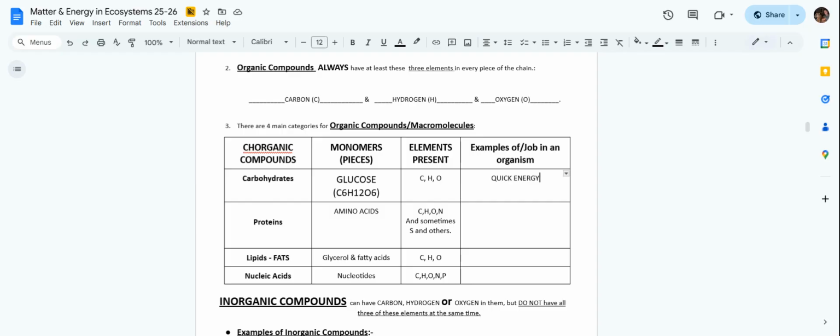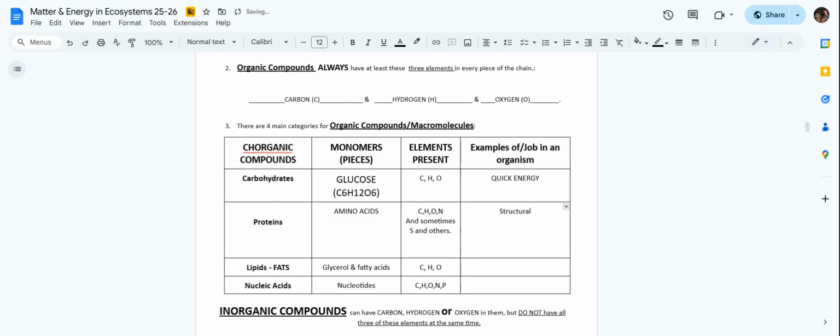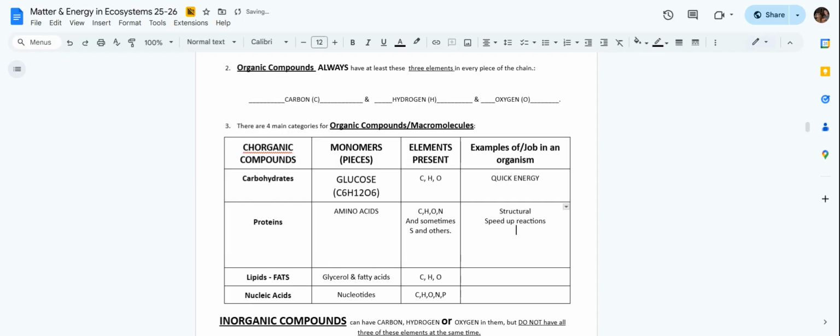Proteins, C, H, O, and N, are another organic compound, but these ones have lots and lots of different jobs. I'm just going to list a couple. They're structural. That means all of your different body parts, your bones, your skin, your muscles, your hair, your eyes, all the parts of your body are actually proteins. They also have a job in speeding up the reactions in your body. Most of the reactions in your body would happen so slowly that you would not have them happen fast enough to stay alive. So proteins called enzymes make that happen.